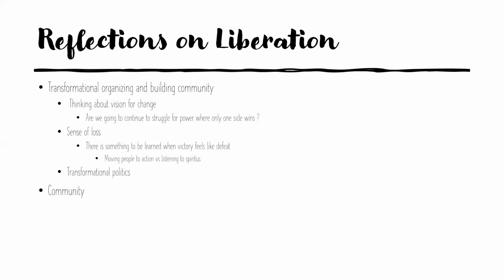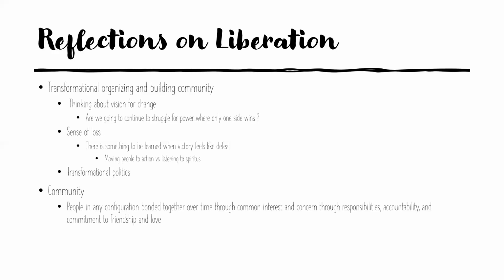When we think about community, some questions that we should ask: where should we build it? Should it be geographic? Should it be based on identity, organizational or work identity? Where are the places that community happens? Well, community can be a large group of people who are bonded together over time through common interest and concern, through responsibilities, accountability, and commitment to friendship and love. It's more than just geographic identity. We see there's that common interest.